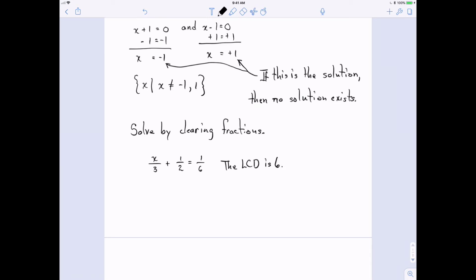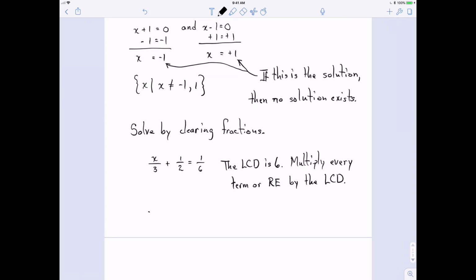So to solve by clearing fractions, what we would do is we multiply every single term by 6. So we do this, we multiply every term or rational expression, I'm going to abbreviate rational expression, by the LCD. So let's try that and see what happens.